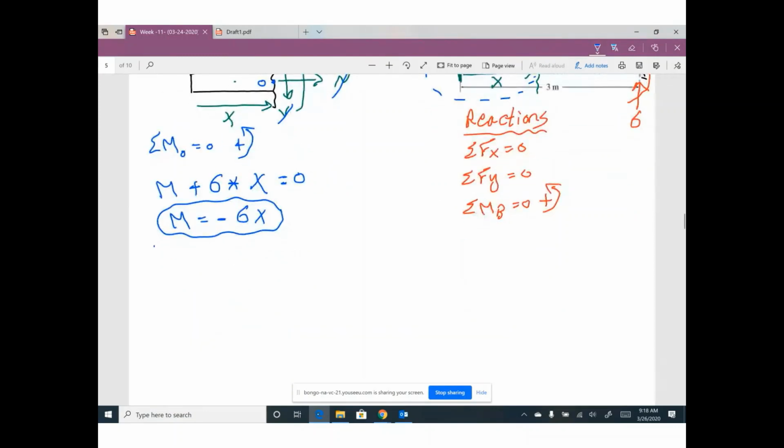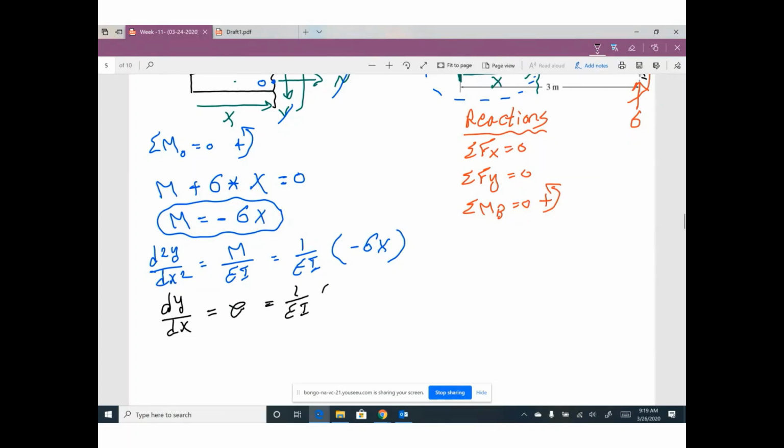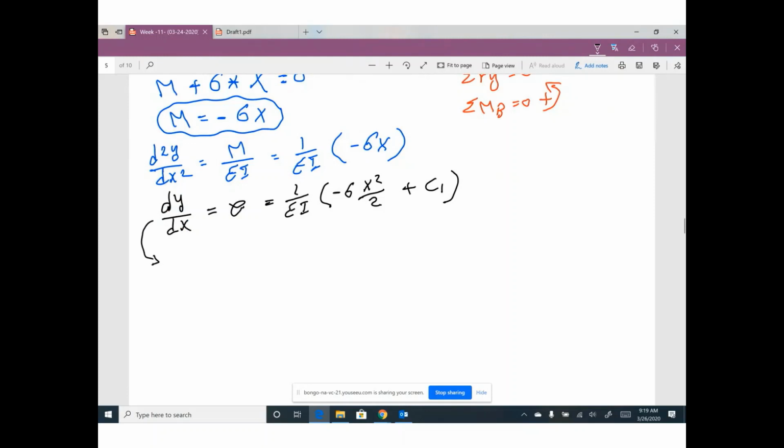Keep going. Second derivative of y with respect to x equals M over EI. So 1 over EI outside, your moment is negative 6x. Please go ahead and do your integration 2 times. First time gives you dy/dx, which is called theta, equals 1 over EI, negative 6 x squared divided by 2, and we have C1. One more time, if you integrate this equation, you get y equals 1 over EI, negative 6 divided by 2, x squared becomes x cubed divided by 3, plus C1x plus C2.